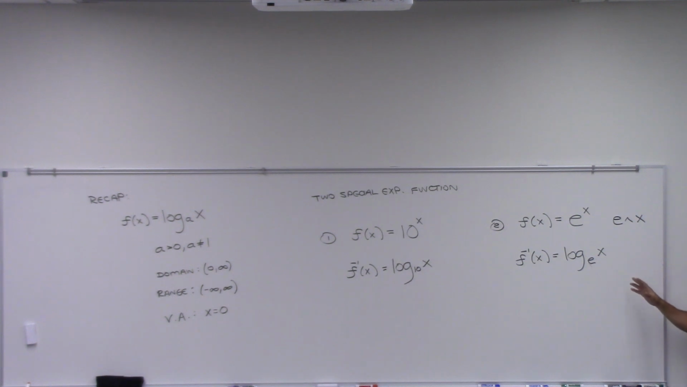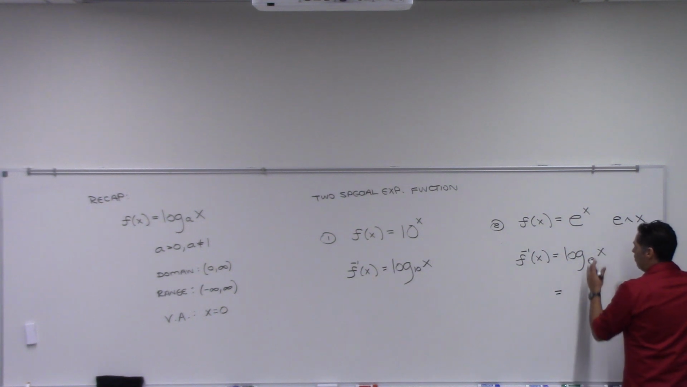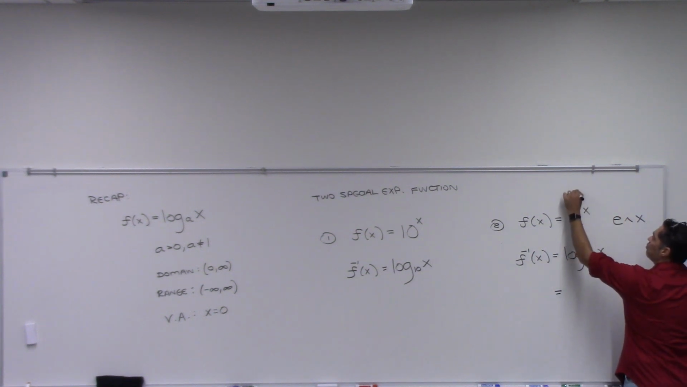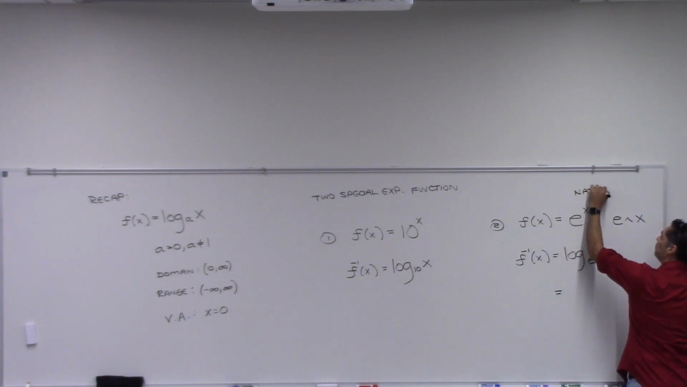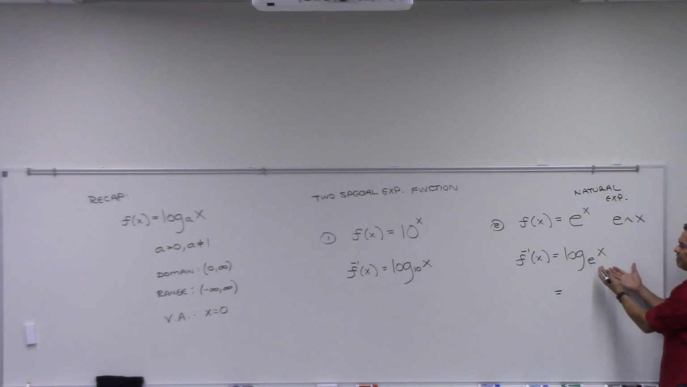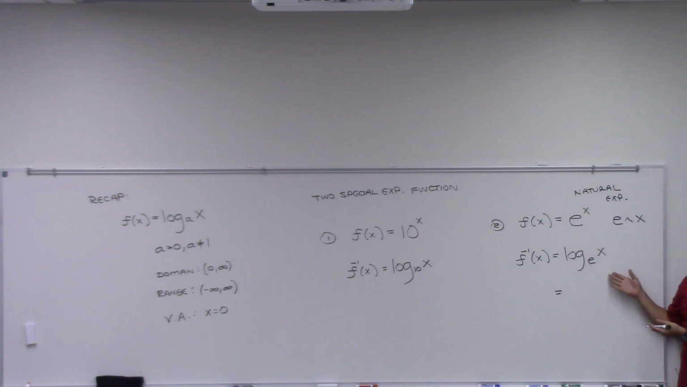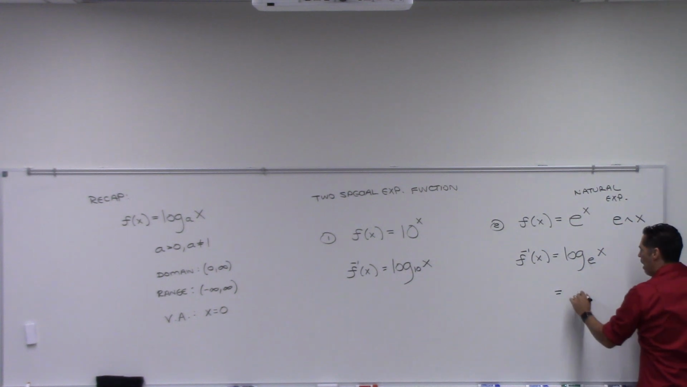So what humans decided is that instead of using that notation for that particular function, we're not going to use this notation. We're going to use this notation instead. Remember, this was what we called the natural exponential function. The natural exponential. So since this is the inverse of that, this is going to be called the natural log function. The natural log. And the way we write it is this.